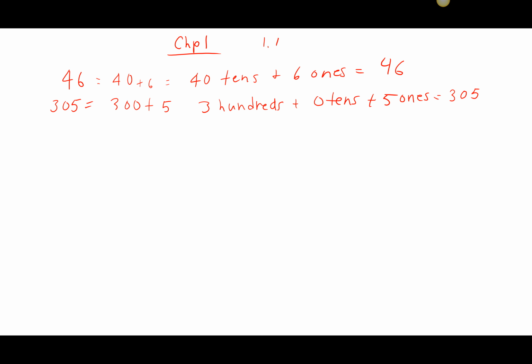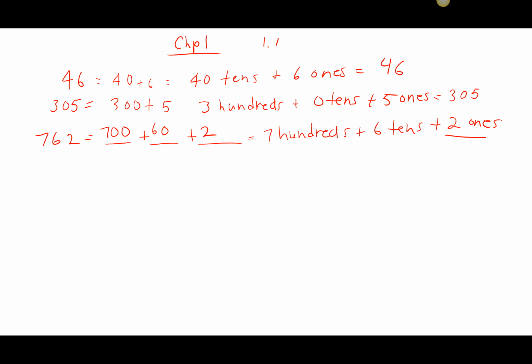Okay? So what about 762? That's going to be 700 plus 60 plus 2. Or that would be 7 hundreds plus 6 tens plus 2 ones. Okay? So that's 762.